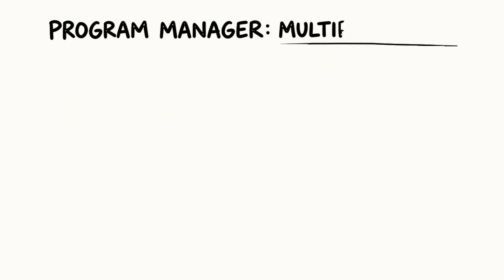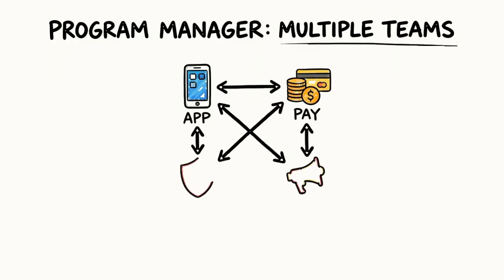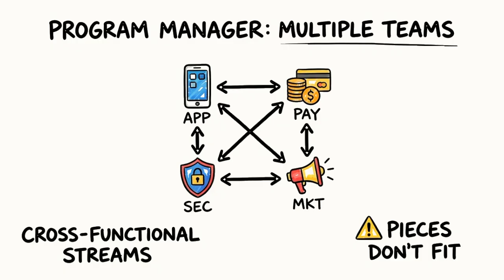Finally, the program manager. A program manager manages multiple related projects or teams that must work together towards a larger business goal. Think of them as the person connecting the dots. For example, one team builds the app, another handles payments, another manages security, and another works on the marketing integration. The program manager ensures all these moving parts stay aligned and blend together. They come into the picture when there are multiple interconnected projects or cross-functional work streams. If the program manager is missing, teams may deliver their parts successfully, but the overall business outcome can fail because the pieces don't fit together.